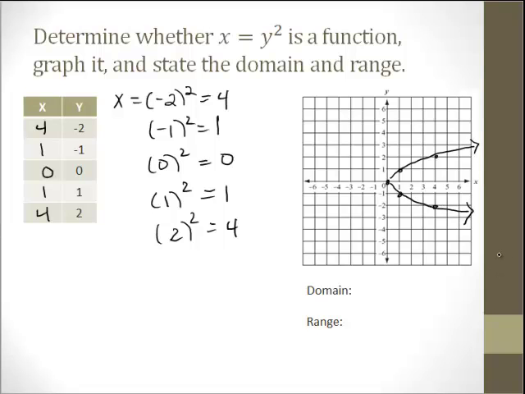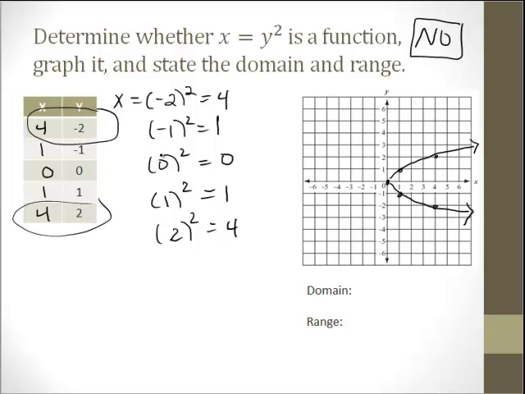So is this a function? It is not a function because of the vertical line test, or you could even look here and see that these x's repeat with different y's.